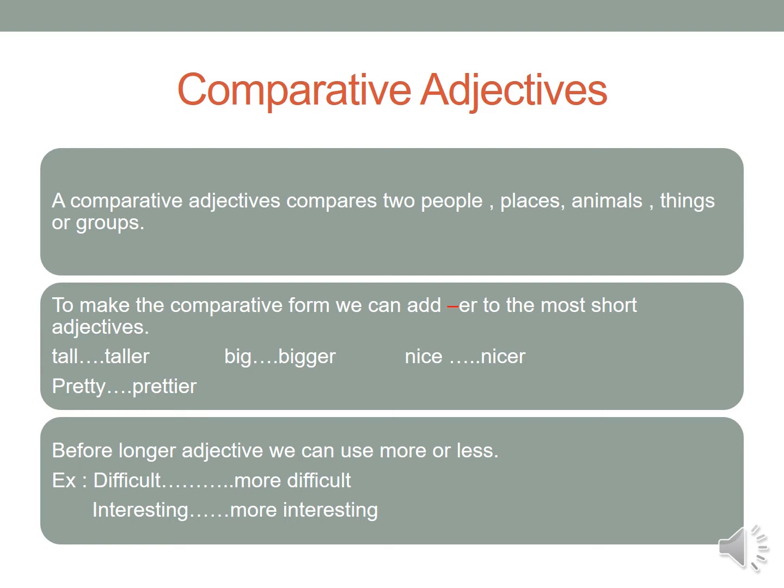What about pretty? Pretty, as we can see, ends with Y after a consonant. So we cancel the Y before adding -er and we put I instead of it. Then we add -er. With longer adjectives of more than one syllable, we can't add -er, so we add more at the beginning of the adjective to make it comparative. So difficult will be more difficult than, interesting will be more interesting than, and so on.